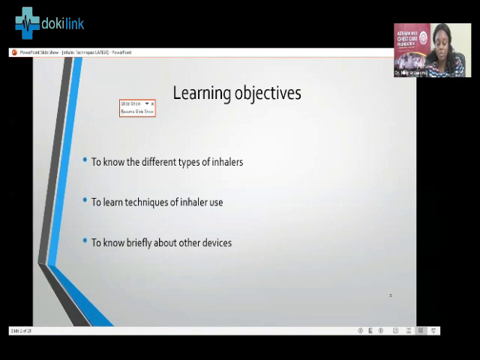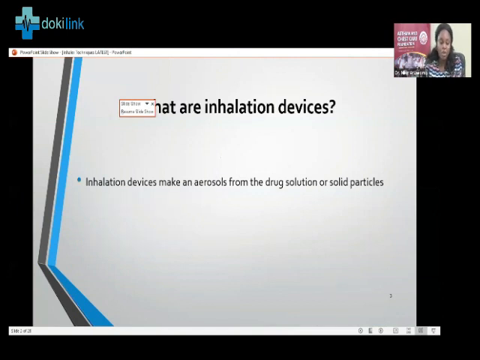All right, the learning objectives for this teaching include: one, we want to know about the different types of inhalers, and also learn the correct inhaler techniques, and then to know briefly about other devices. What are inhalational devices? Simply put, inhalational devices are devices that make aerosols from drug solution or solid particles. Treatment of respiratory disease by inhalation is a form of therapy which has been used for so many years. And I'm happy to say that delivery of most of our asthma medications is via inhaler devices.